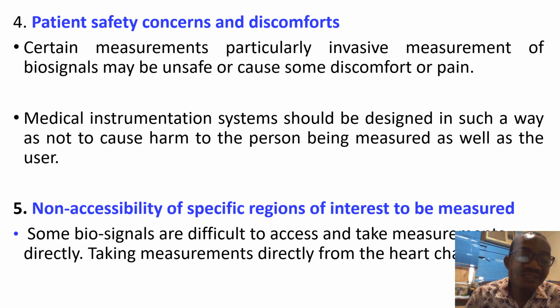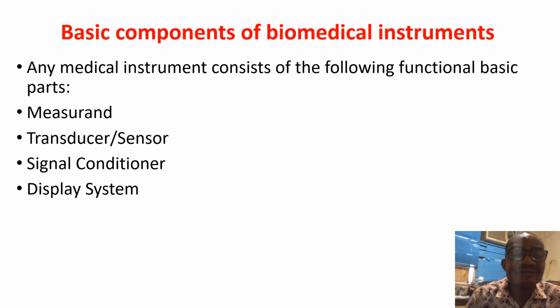So another major challenge is non-accessibility of specific regions of interest. When taking certain measurements, sometimes it's difficult to have direct access to the specific region of the body that you are trying to measure. In such situations, measurements based on certain scientific relationships are used to establish those values, which may usually not be very accurate.